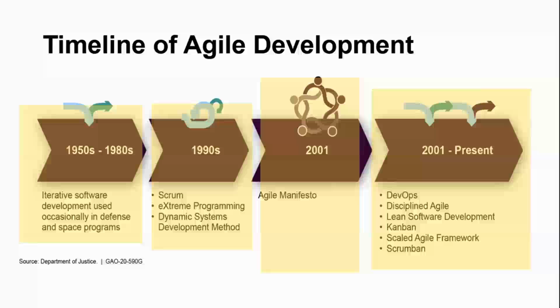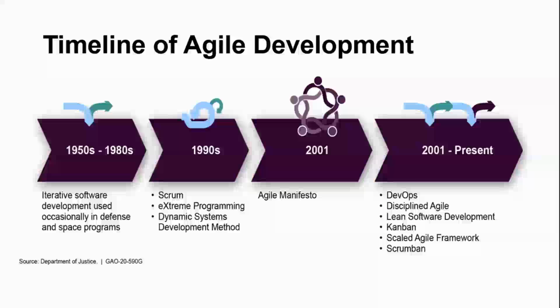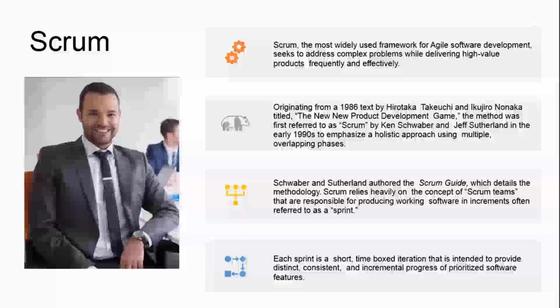Why don't we start off with the big method used in so many organizations? And when I say big, I don't mean in terms of weight, I just mean in terms of reach. Scrum has mammoth reach and is used across so many organizations worldwide. The last thing I heard about it, out of those organizations who say they use some form of Agile, 90% of them use some parts of Scrum or Scrum itself. It's the most widely used framework for Agile software development, and it seeks to address complex problems while delivering high-value products frequently and effectively.